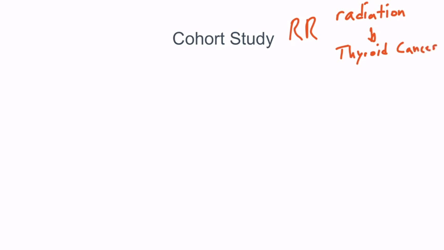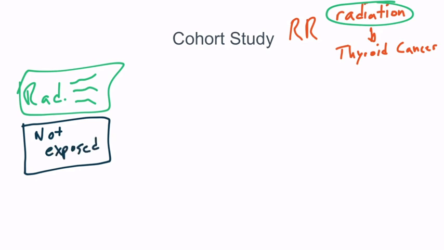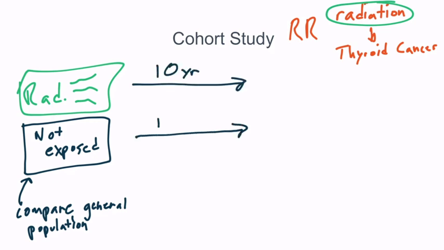So let's say we are trying to determine the relative risk of radiation exposure to the development of thyroid cancer. You start with the exposure, which is radiation in this case. Then you find another sample population that appear the same in every way except they have not been exposed to radiation. The point of this group is to compare your findings to the general population. Then you follow both groups for 10 years. Then you simply calculate who developed thyroid cancer in both groups.